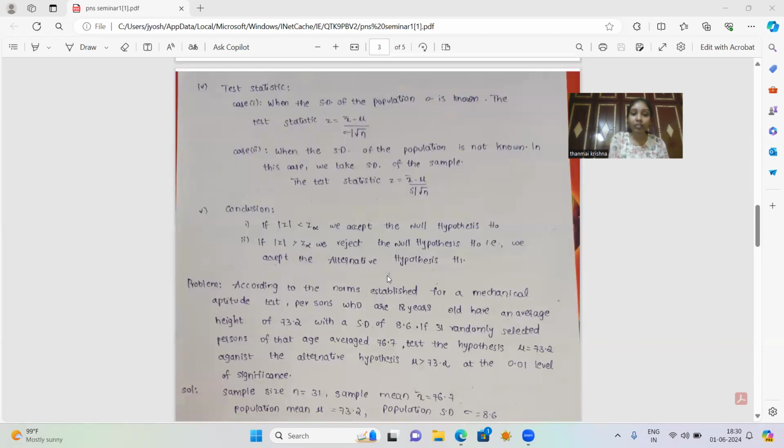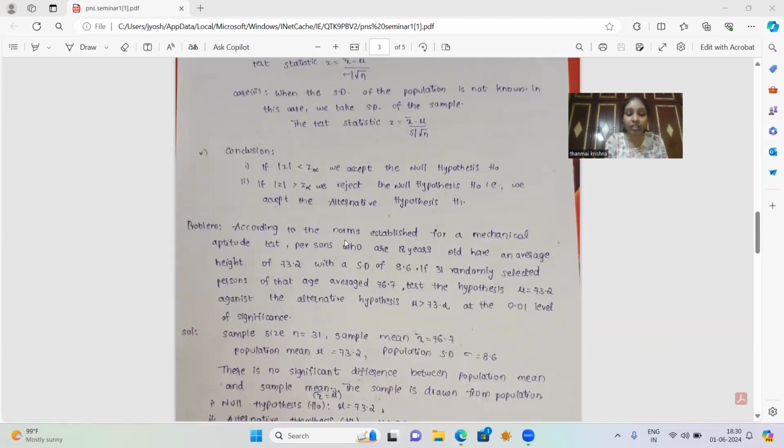The fifth step is the conclusion, which means we are drawing a conclusion from the above steps. First, if x bar is less than x alpha, then we accept the null hypothesis H naught. If x is greater than x alpha, then we reject the null hypothesis, which means we are accepting the alternate hypothesis H1. So we are going to apply the above procedure in a problem.